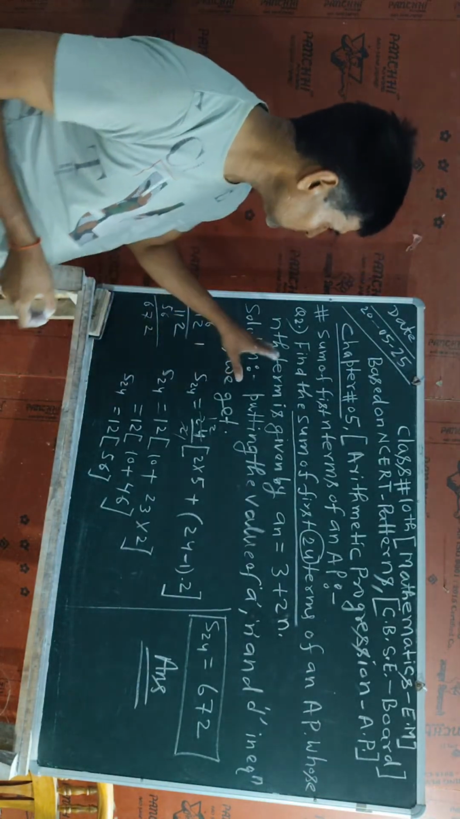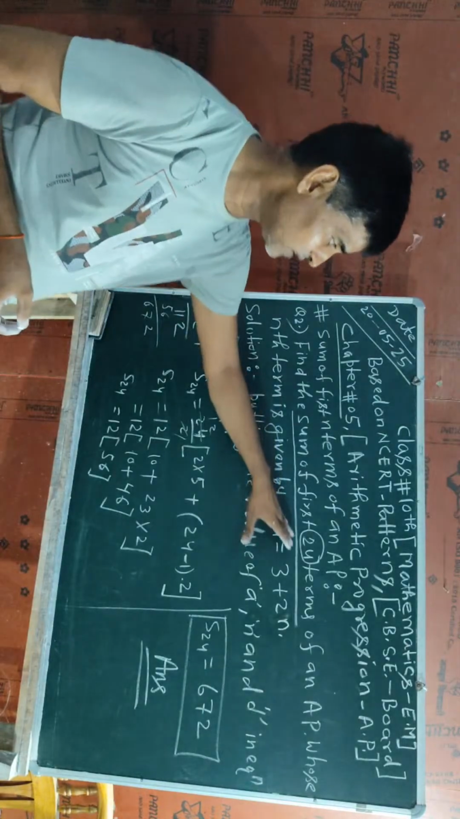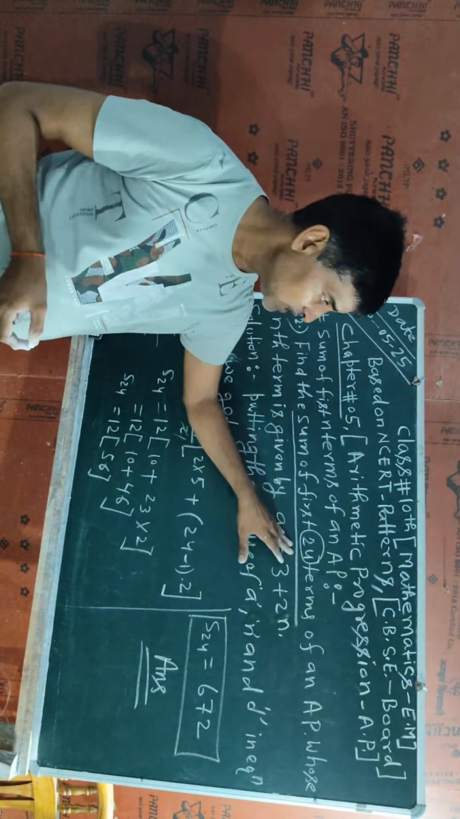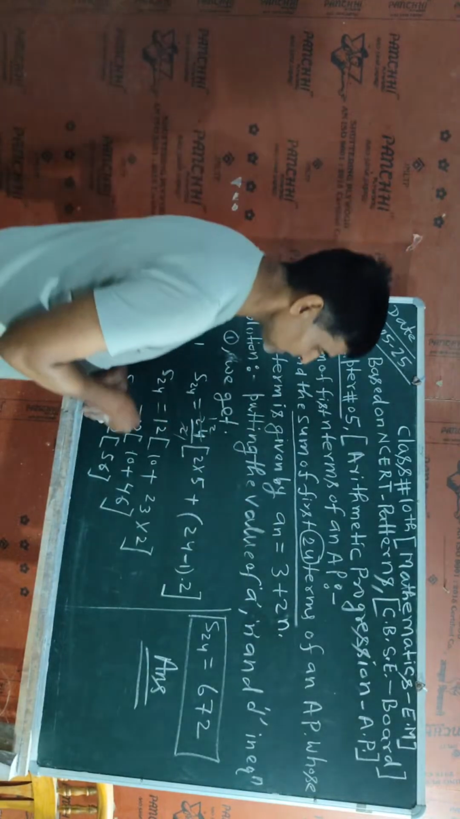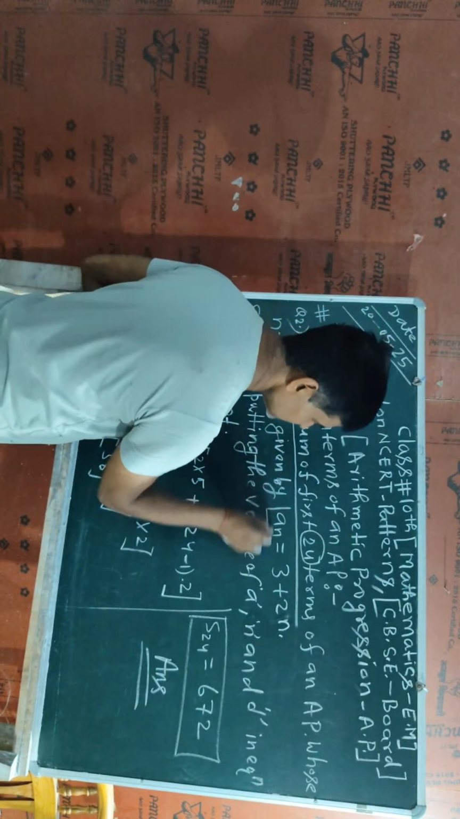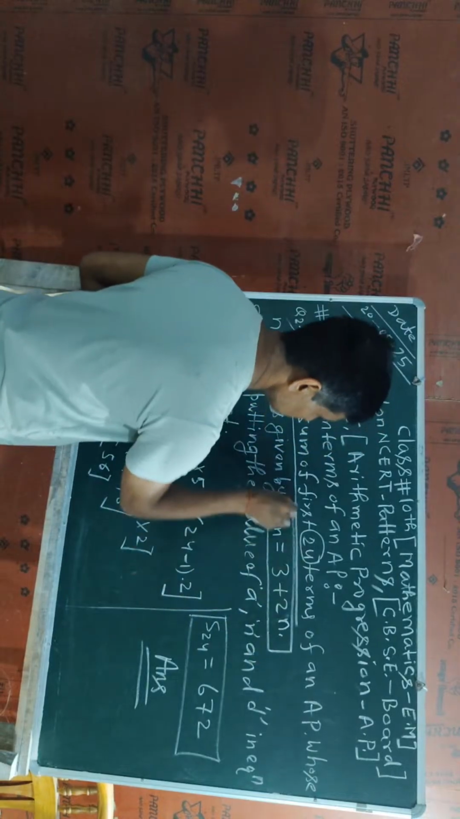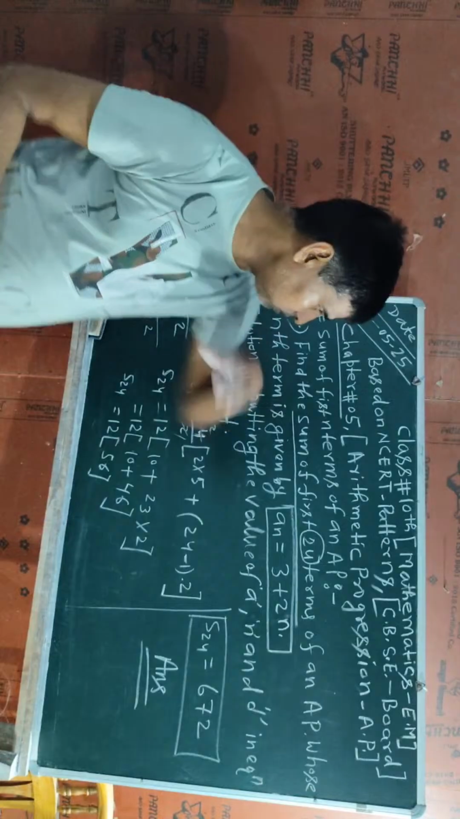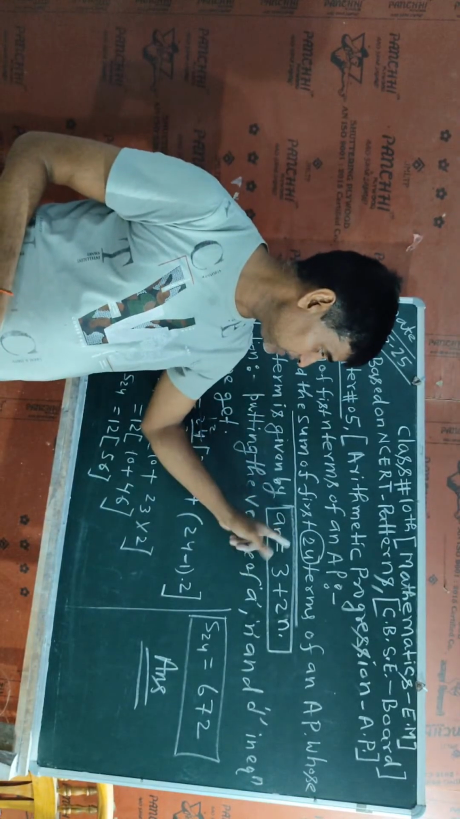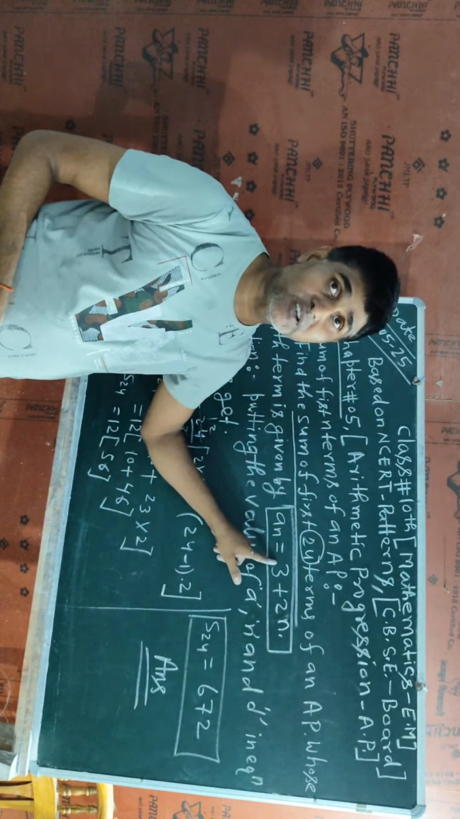Because in this question we have to find the sum of 24 terms of an arithmetic progression. It means that here the number of terms is given and these terms are existing in an arithmetic progression.